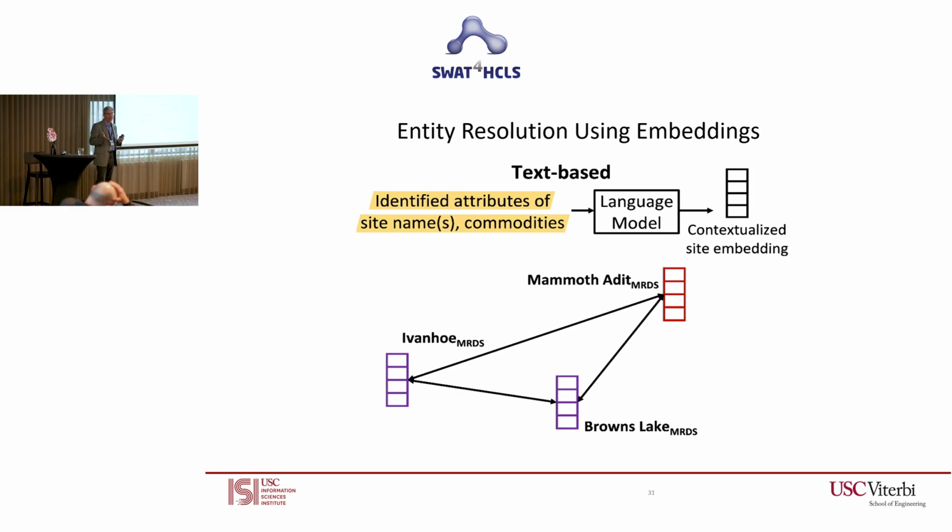And then I can compare the embeddings, right? Because the embeddings basically give you a vector representation. And so you can see here, this is the vector representation for each of these different mines. And then I could say, well, the ones that are closer together are more likely to be actually the same mine, right? So it might decide that Ivanhoe and Browns Lake, in this case, are closer together, and they're farther away from this other one, and so you may decide it's the same.